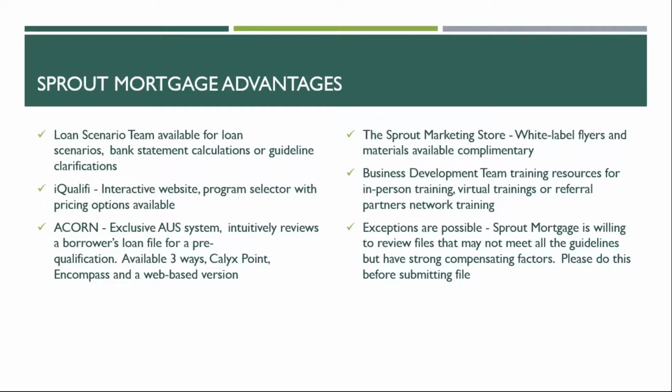Before we jump into our loan programs, I want to take a few minutes to discuss some of the advantages to working with Sprout. We have a team that will review your loan scenarios, provide clarification on guidelines, and perform bank statement calculations on your behalf. Our iQualify tool is our interactive website that provides loan product recommendations and will give you some pricing options. Acorn is our proprietary AUS system, and it's available with Calyx Point, Encompass, and we also have a web-based version.